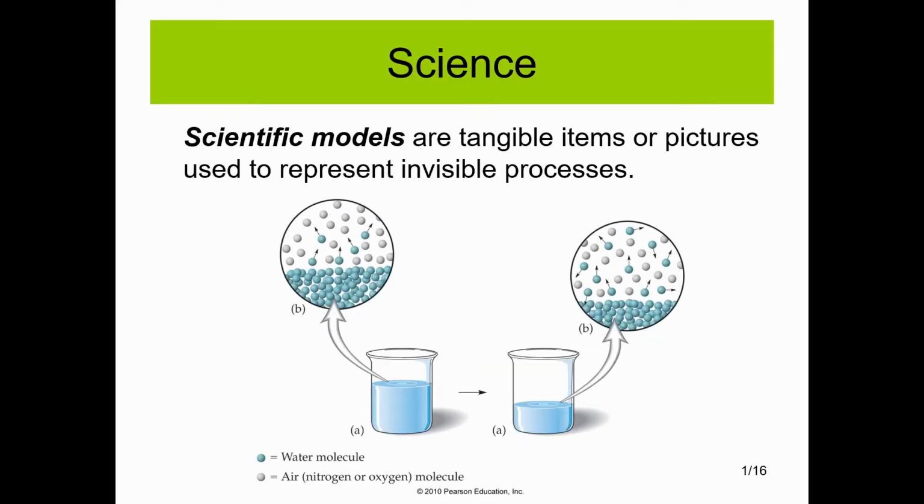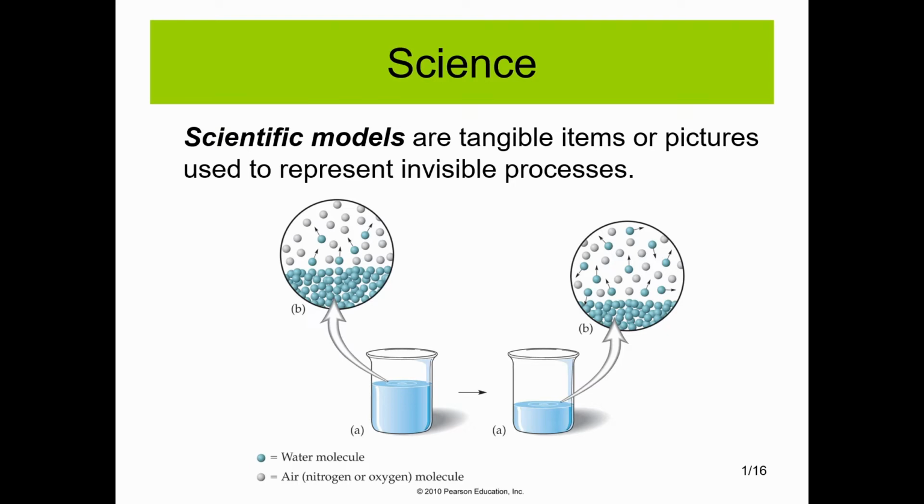Often, the phenomena or theories that we're looking at are extremely complicated processes. In this case, we can use models to describe, or pictures to represent, invisible processes. For example, we can model the process of evaporation, or water at the surface of a beaker. In A, on the left, when a container is standing open to the air, the water slowly disappears.